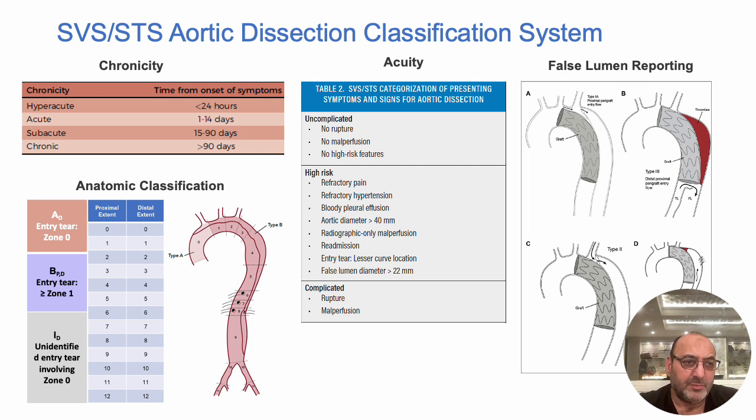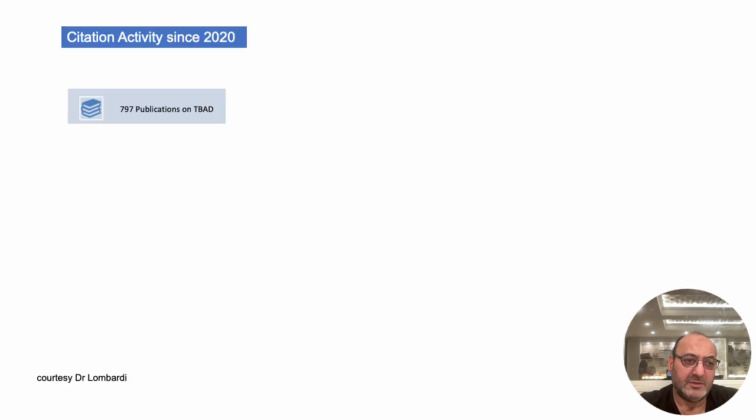What I wanted to point out here is that this classification discusses the chronicity, meaning the timing: what hyperacute means, what acute means, what subacute means. These are important definitions. It covers acute type B dissection as uncomplicated, high-risk features, and complicated. Lastly, it talks about false lumen reporting standards, which is very important as well.